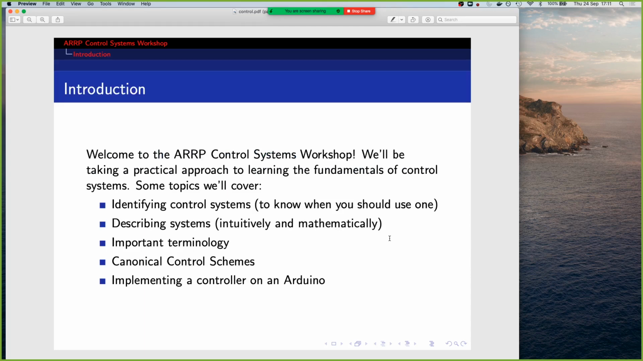So as I said, we're mostly going to be taking a practical approach and learn the fundamentals of control systems. Particularly, I want to get you used to identifying control systems and where they are and how to see them, how to describe them, both intuitively and mathematically, using some sort of mathematical rigor. The important terminology that's used, and some canonical control schemes. These are controller schemes that you can apply to a lot of different problems. Once you learn these, you're pretty well set to tackle a lot of control problems. And then at the end, we're going to talk about implementing a control scheme on an Arduino microcontroller. I'll talk a lot more about that later.